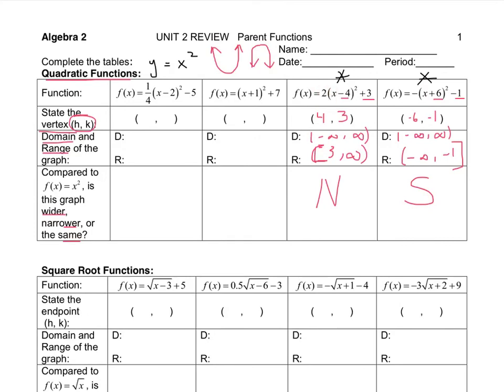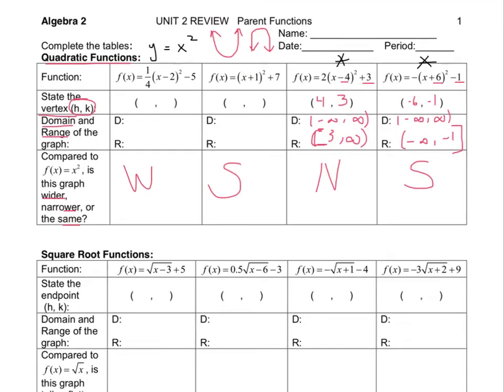Here it's 2, so it's going to be vertically stretched and narrower. Here it's 1, so it's going to be the same. This one over here is multiplied by a number less than 1, which is a quarter, so it's going to be wider, since it's going to be vertically compressed. Now this is what quadratic functions are about.